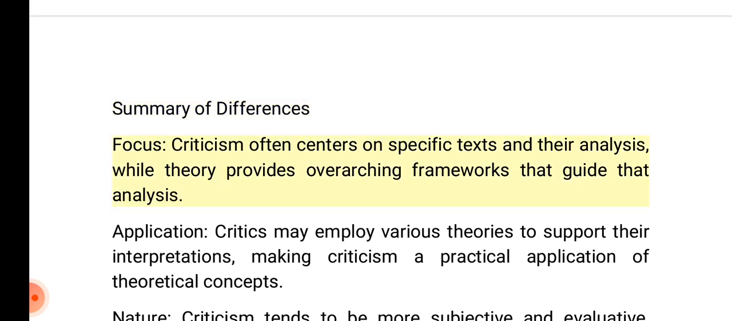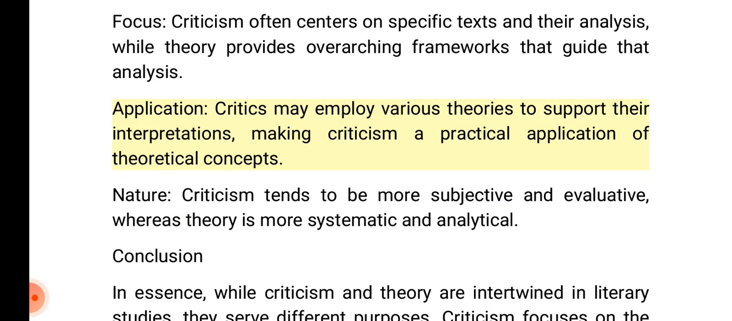Summary of differences. Focus. Criticism often centers on specific texts and their analysis, while theory provides overarching frameworks that guide that analysis. Application. Critics may employ various theories to support their interpretations, making criticism a practical application of theoretical concepts. Nature. Criticism tends to be more subjective and evaluative, whereas theory is more systematic and analytical.